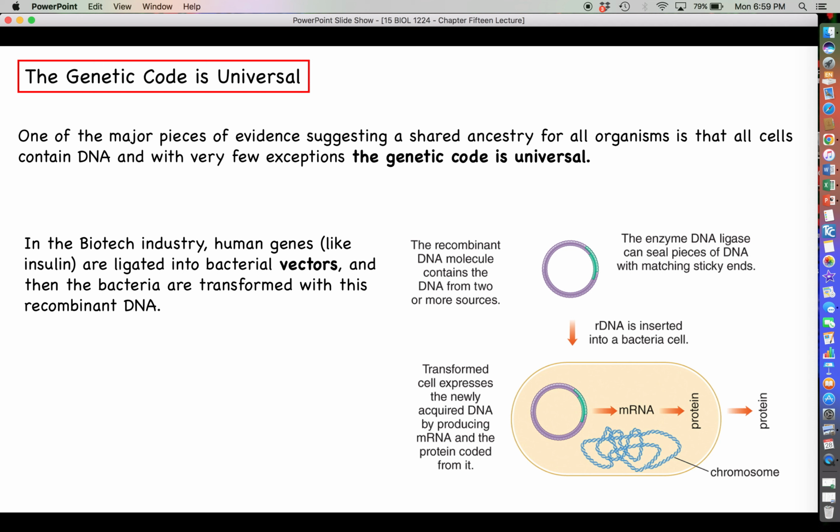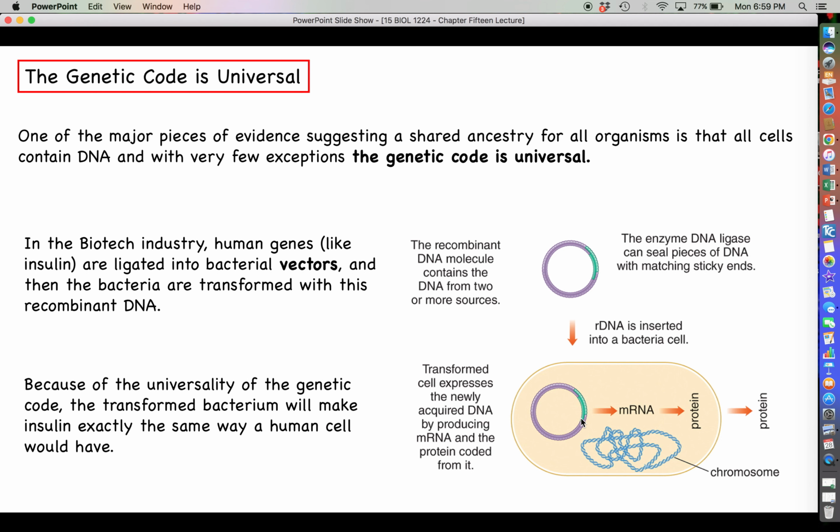A good example of this being in action is in the biotech industry. Human genes like insulin, so insulin is a big biotech industry because diabetics always need synthetic insulin that they can inject themselves with to control their blood sugar. Human genes like insulin can be spliced out and then ligated into bacterial vectors like this circular piece of DNA that you see here. And then the bacteria can be transformed with this recombinant DNA, so this is a piece of bacterial DNA that actually has a human gene spliced into it.